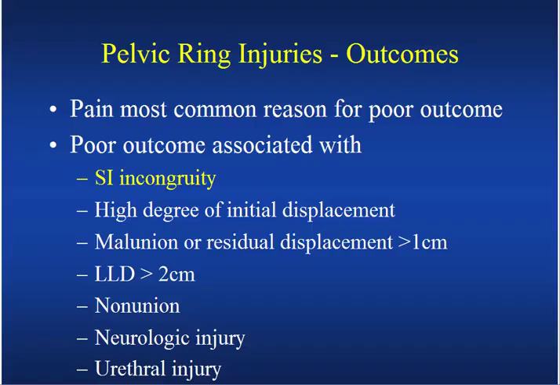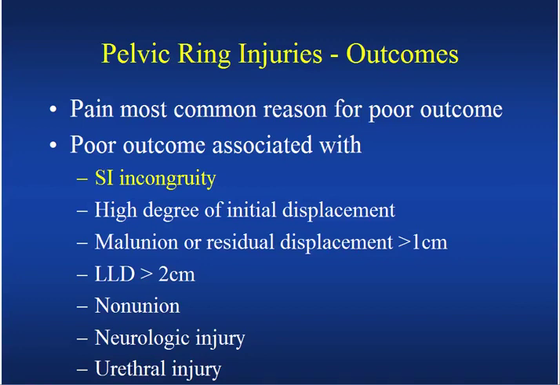Pelvic ring injuries, outcomes: pain is the most common reason for a poor outcome, and poor outcomes have been associated, most commonly, with incongruity of the sacroiliac joint. That's one take-home point to definitely remember. The sacroiliac joint must be anatomically reduced in patients with posterior pelvic ring injuries. If not, that is going to predictably lead to a poor outcome.